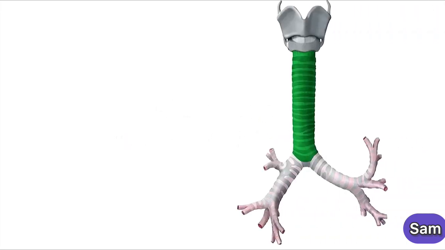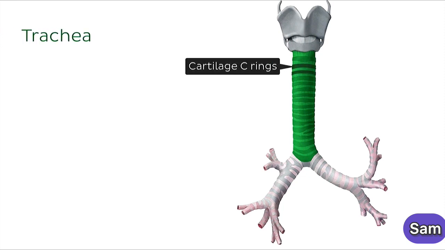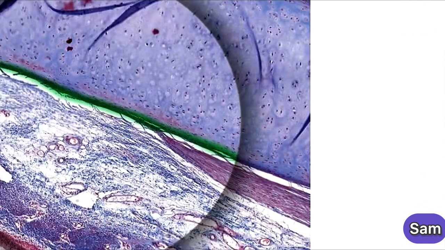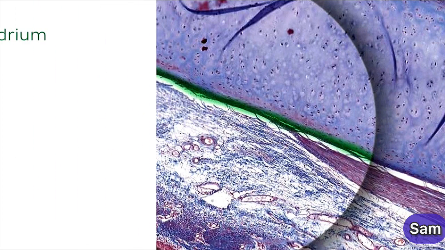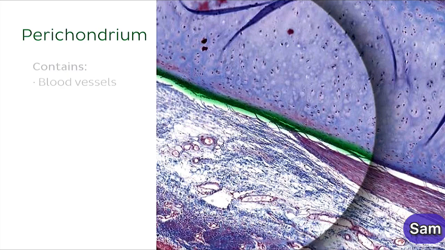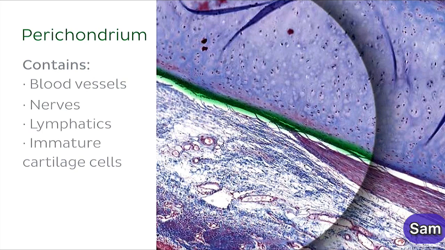So we mentioned before that the trachea is made up of a series of cartilage C rings held in series by connective tissue and smooth muscle. Let's take a closer look at their structure now. Like most cartilage in the body, the hyaline cartilage, making up the C ring of the trachea, is surrounded by perichondrium. The perichondrium, seen here, is a connective tissue layer containing blood vessels, nerves, lymphatics, and immature cartilage cells.